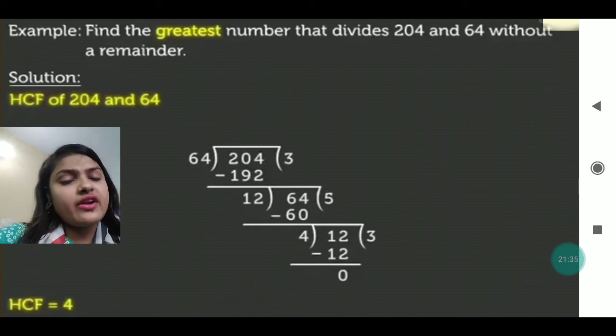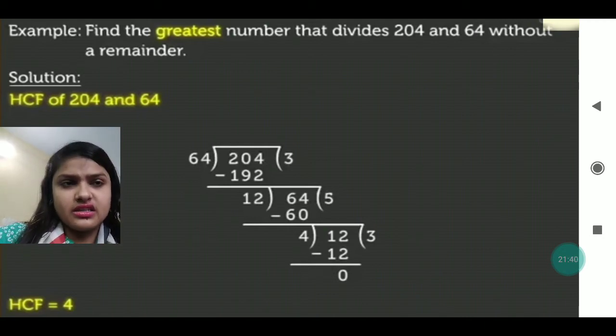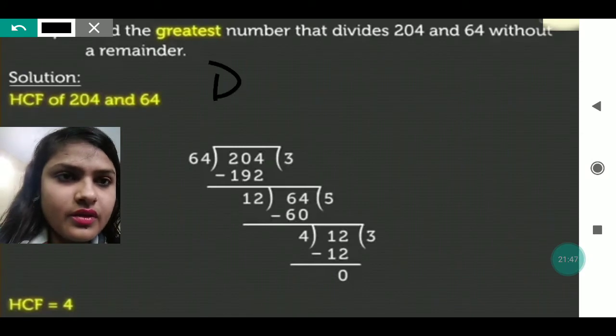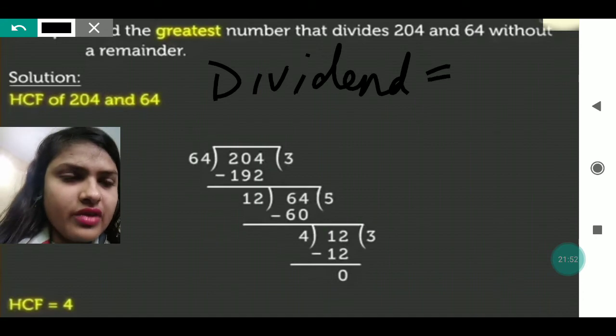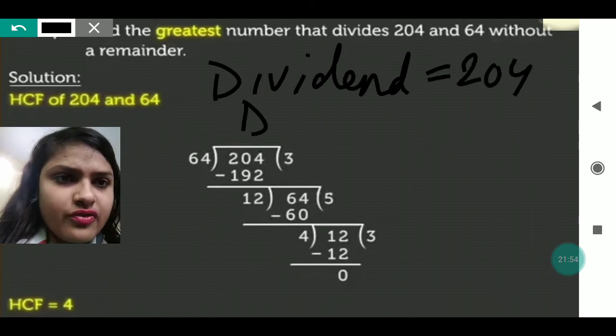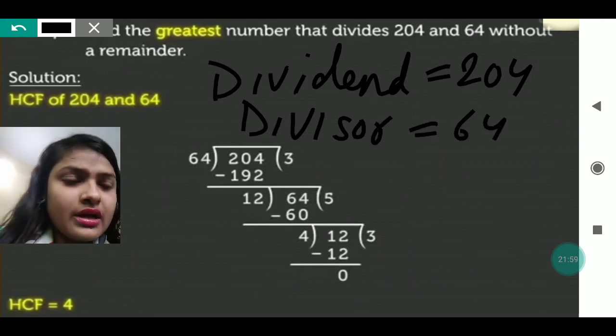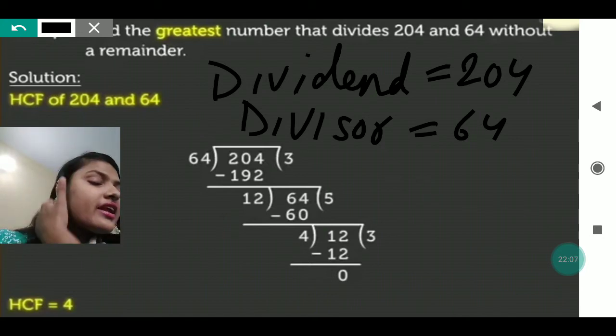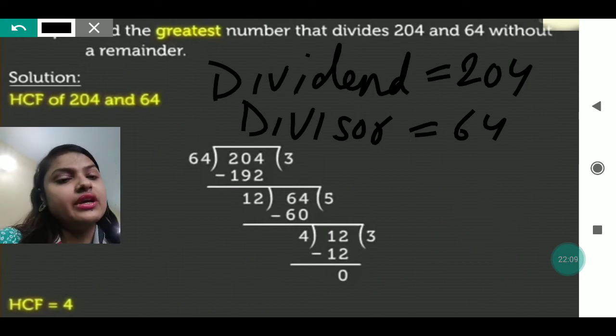So you divide 204 by 64. You have to find the greatest number, so you will write the dividend equals 204. Here you can write the statement like this: dividend equals 204, divisor equals 64. Now what you have to do? You have to divide it. I am dividing 204 by 64. I am getting 192.